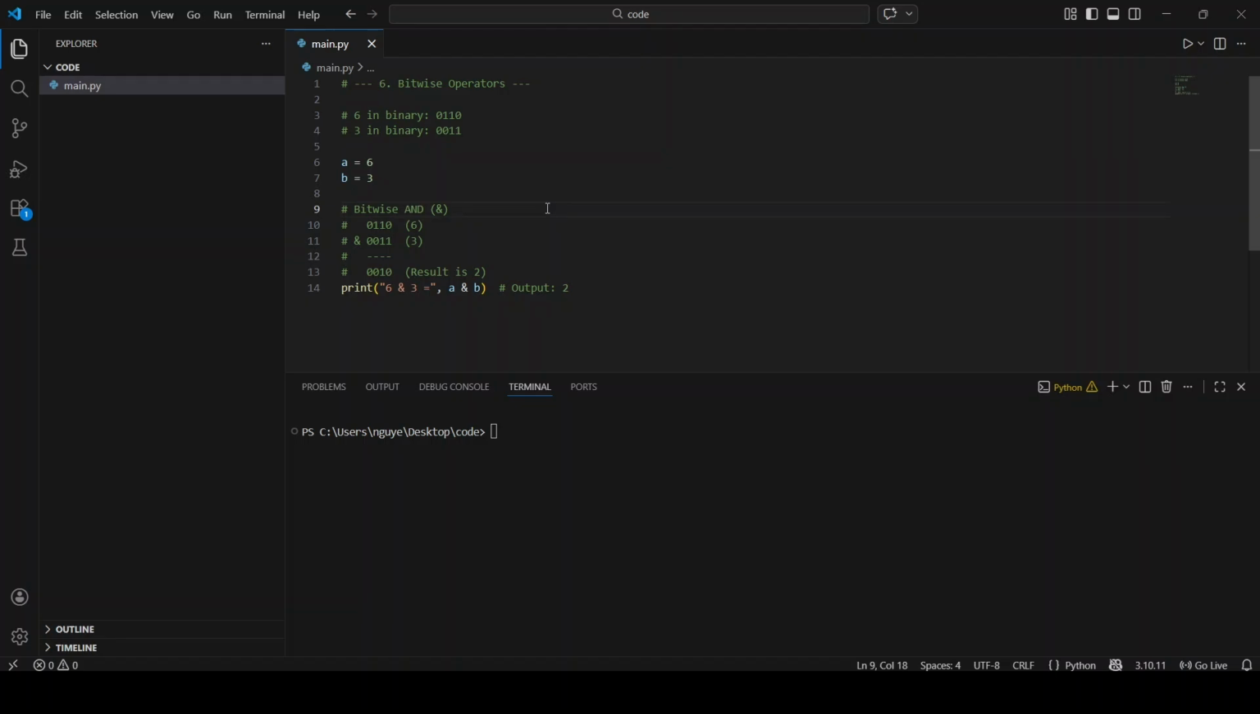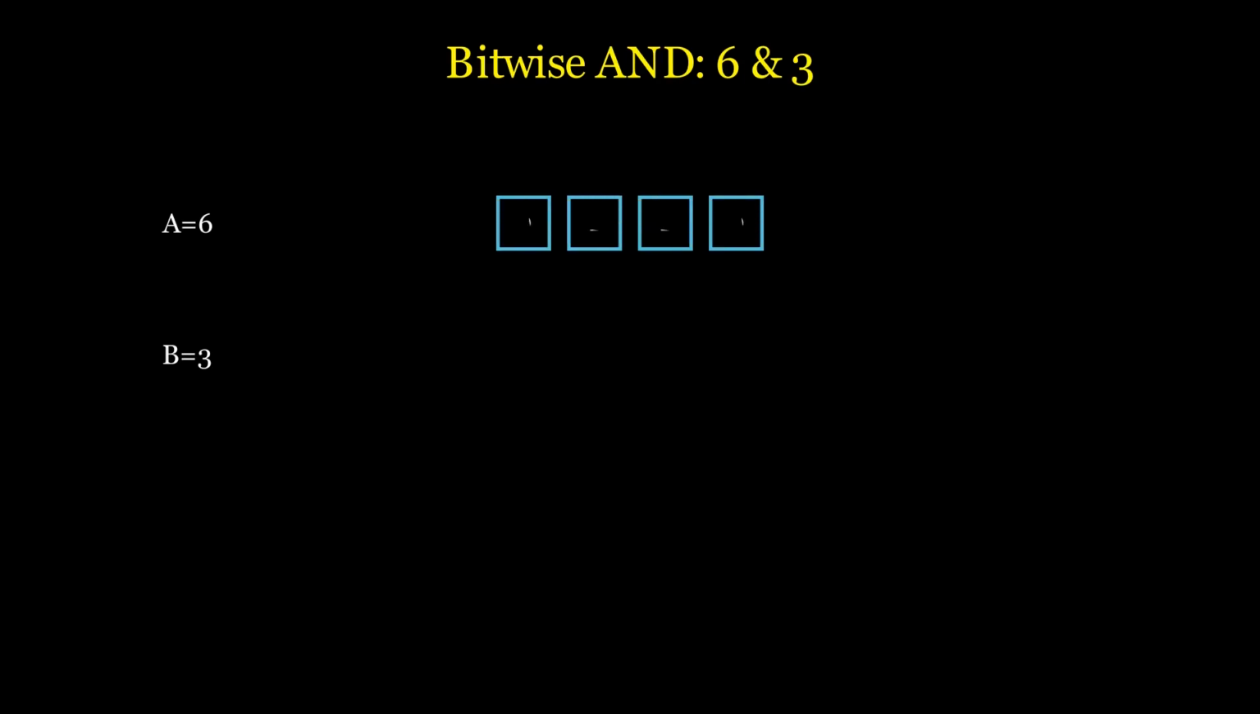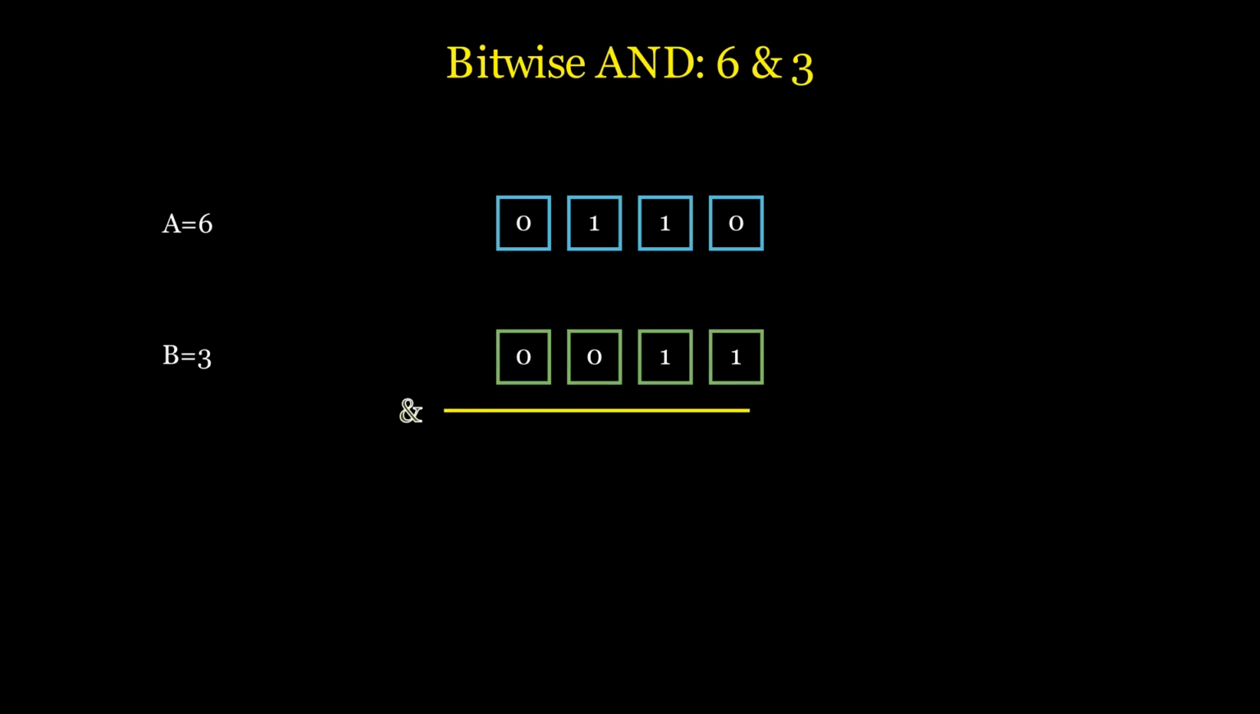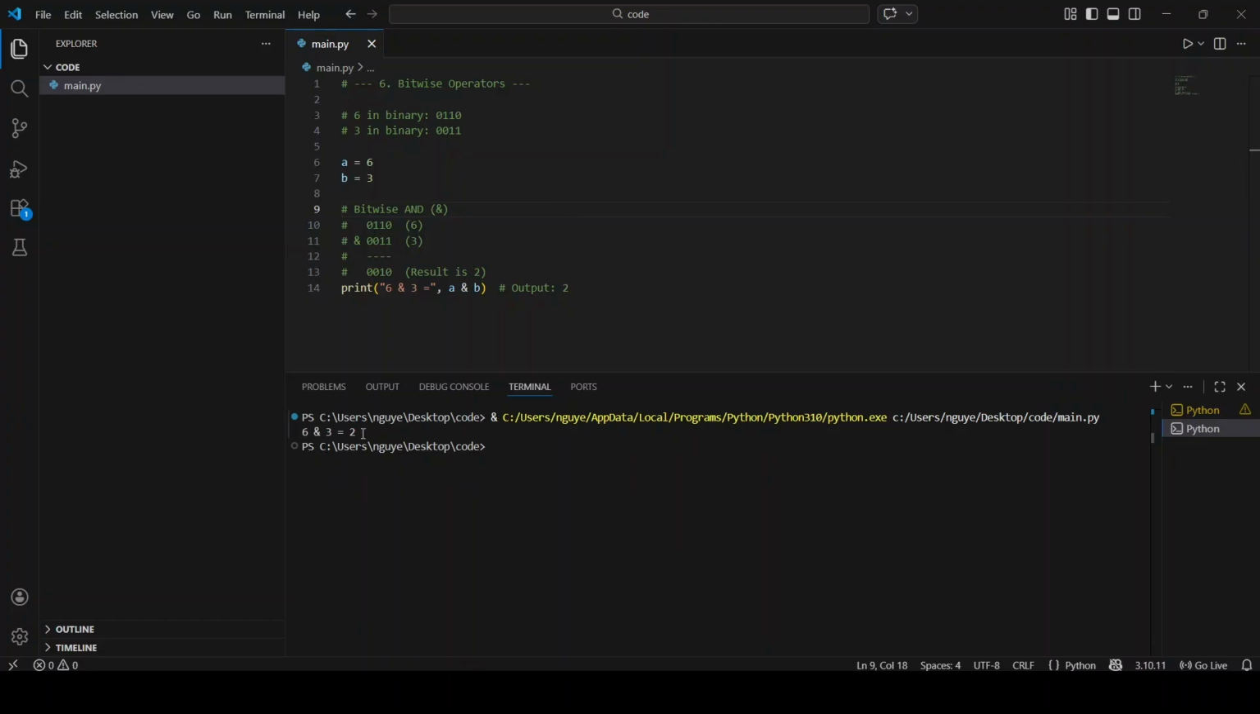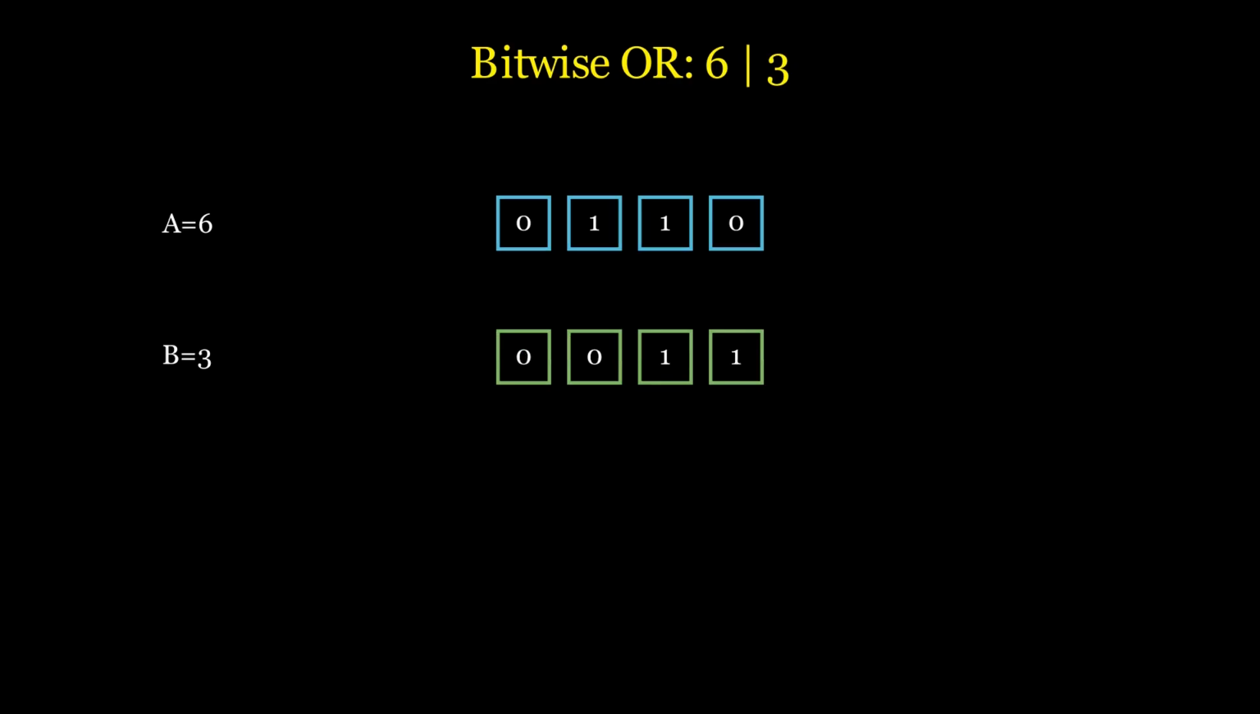Let's look at an example, 6 as 0110 and 3 as 0011. Using AND, it only returns 1 if both bits are 1. The result is 0010, which is 2. With OR, it only needs 1 bit to be 1. So the result gives us 0111, which is 7.